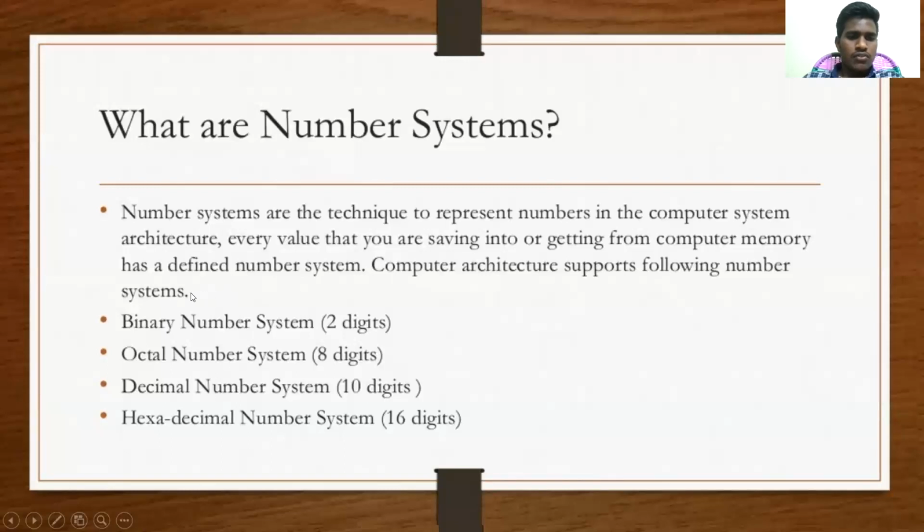For example, when we are dealing with the computer, it only understands a certain language, a certain number system, that is binary number system, octal number system, decimal number system, hexadecimal number system. These are the 4 types of number system. For example, we human beings can easily understand the decimal number system. Like that, the computer only understands the binary number system.